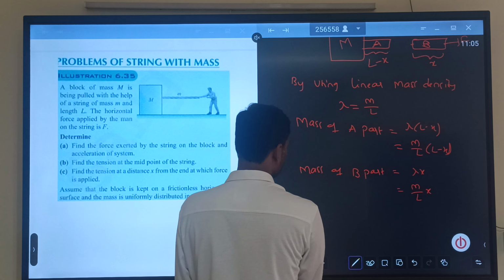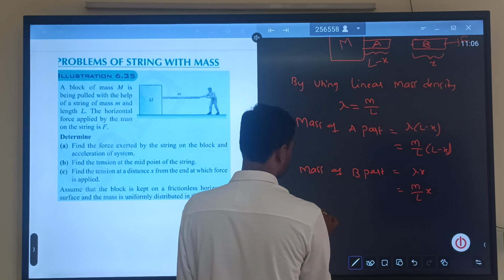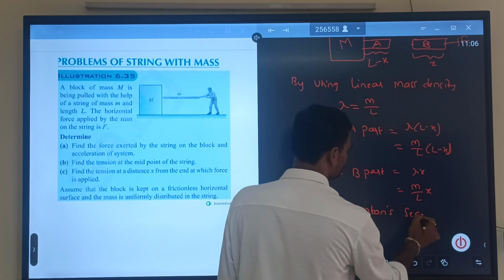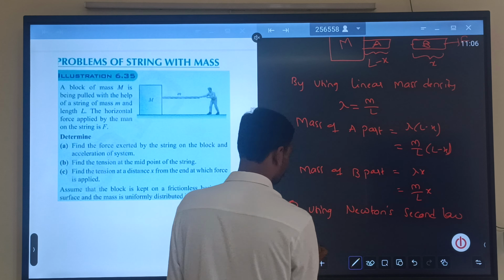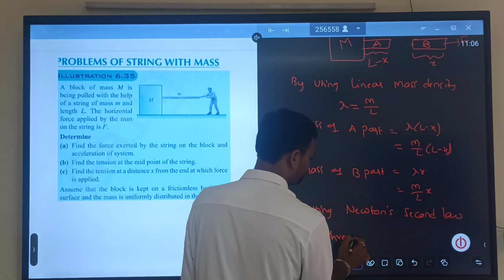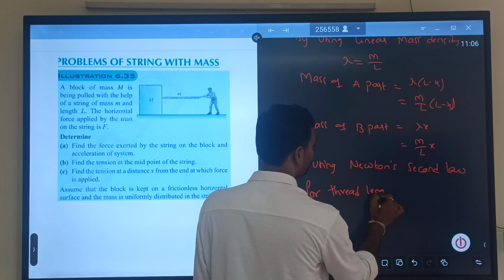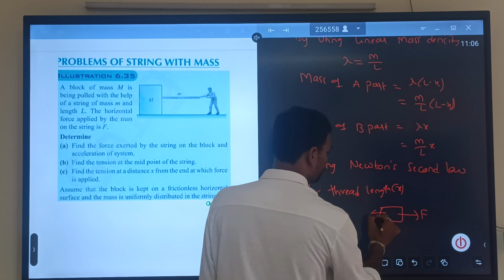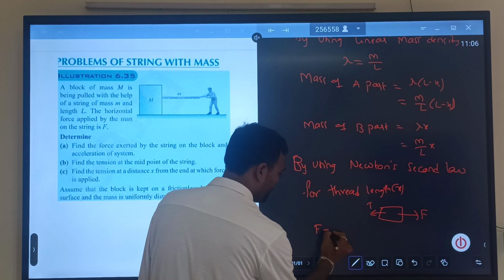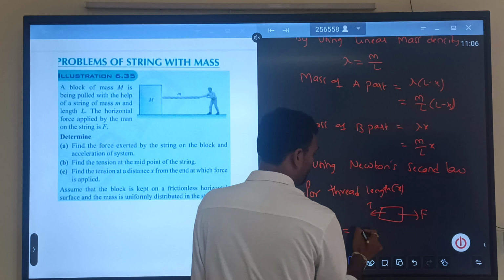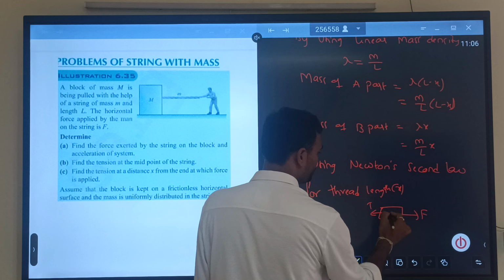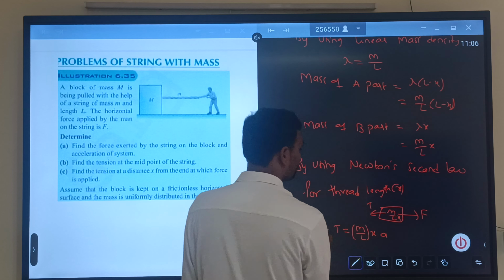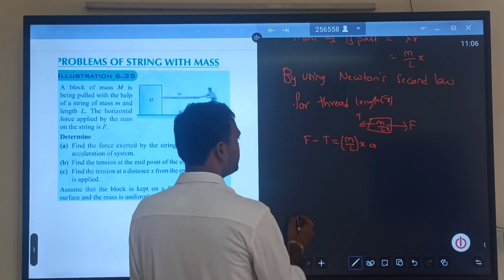Now, by using Newton's second law for the thread having length x, we can say here only F is acting, and here tension is acting. So F minus T is equal to the mass of the thread. Here the mass of the thread is m by L into x, so m by L into x into acceleration, right?